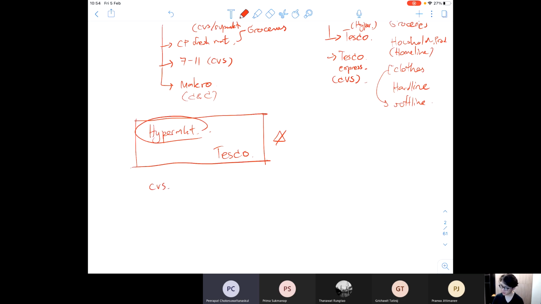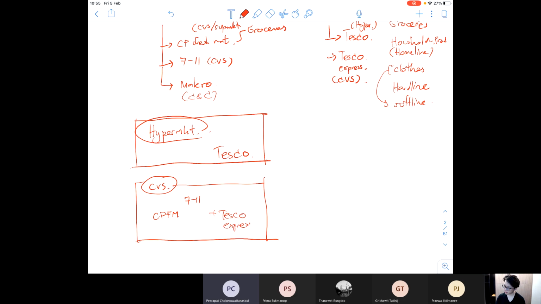What about CVS then? So there will be CP Fresh Mart, 7-Eleven, and Tesco Express. Right, so there's some change here, right? You have CP Fresh Mart, you have 7-Eleven, and then you would have Tesco Express. So this will change, right? This will change.